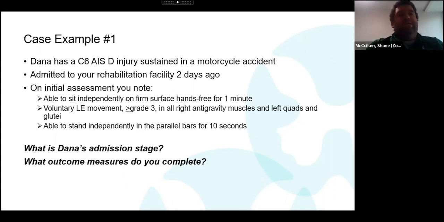So the first one is Dana, who had a C6 AISD injury sustained in a motorcycle accident. Was admitted to your rehab facility 2 days ago. In our initial assessment, you note that they are able to sit independently on a firm surface, hands-free for 1 minute. There's voluntary lower extremity movement in greater than grade 3 in all right anti-gravity muscles and left quads and gluteus, and able to stand independently in the parallel bars for 10 seconds.